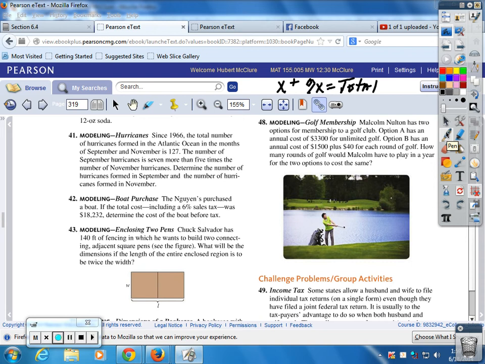No. The so-and-so purchased a boat. If the total cost, what does that mean? Total cost, that means that's going on the right side. So that'd be 18,232. 18,232 is equal to X plus 0.06X.